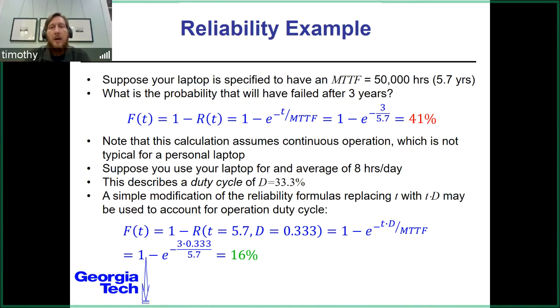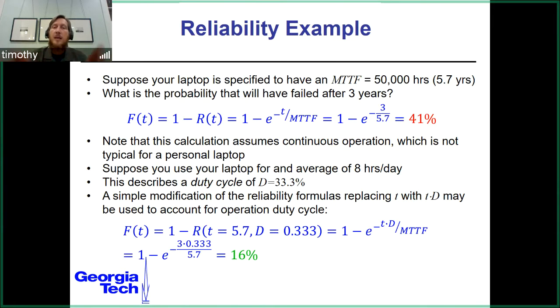When you plug in those values, we can see that there is a 41% probability that it will have failed after 3 years. Now, is this a realistic expectation? This is assuming that you are doing continuous operation on this machine for that entire duration of time. So that's not a very valid operation. So let's now say that we only use our laptop for 8 hours a day, which is still quite a bit, but probably pretty realistic.